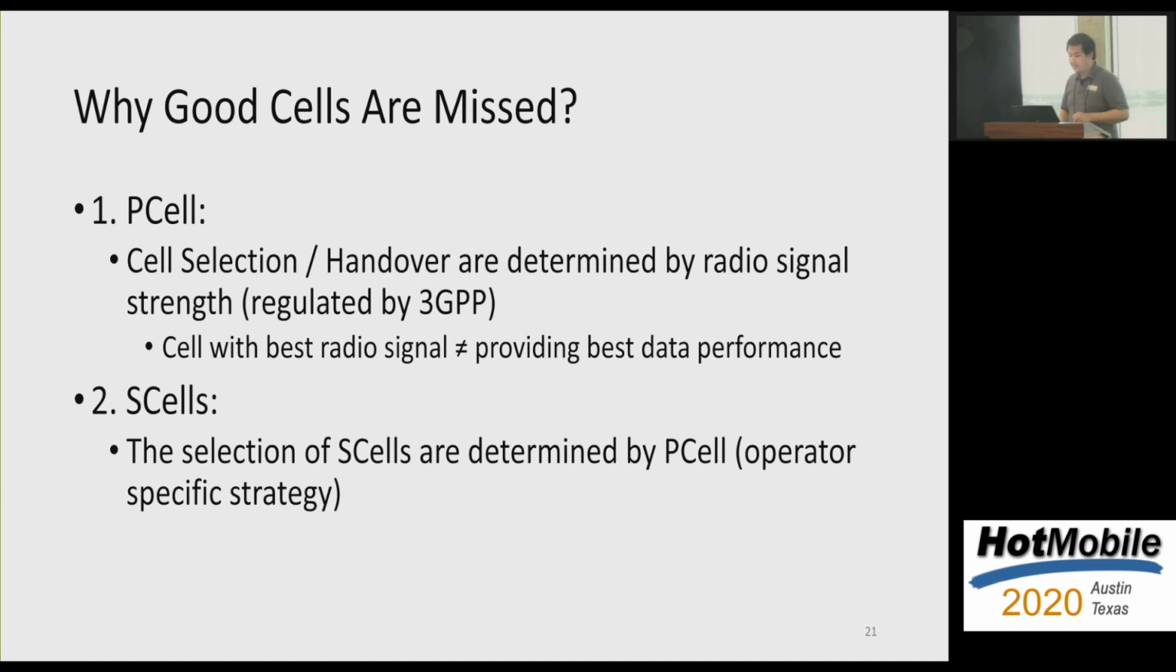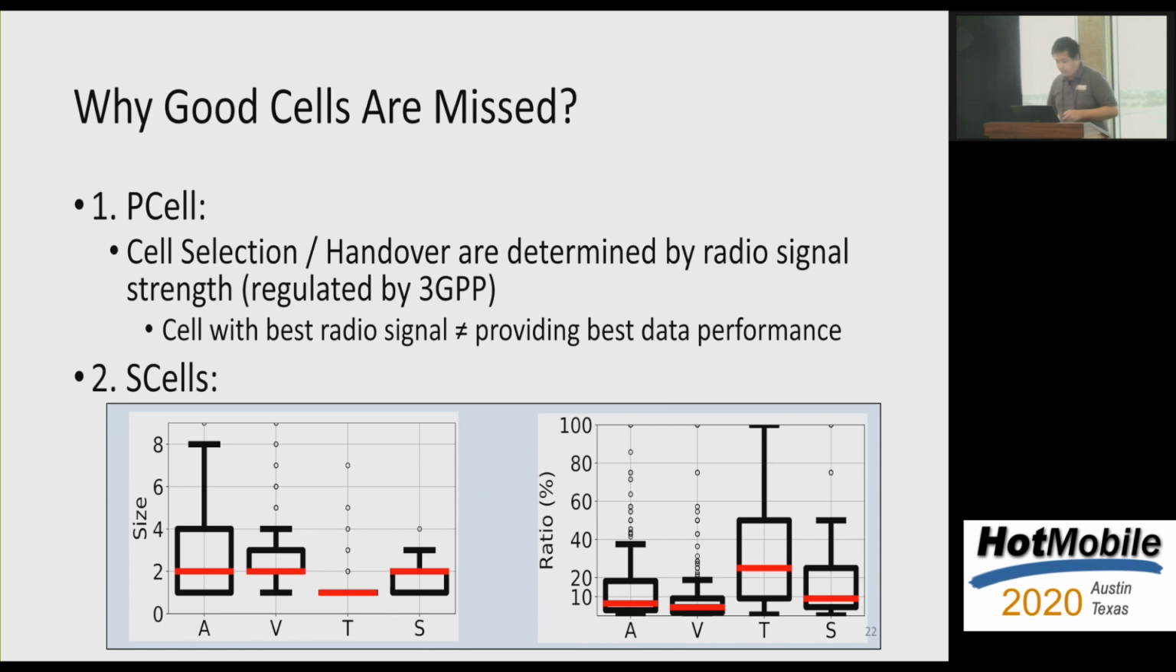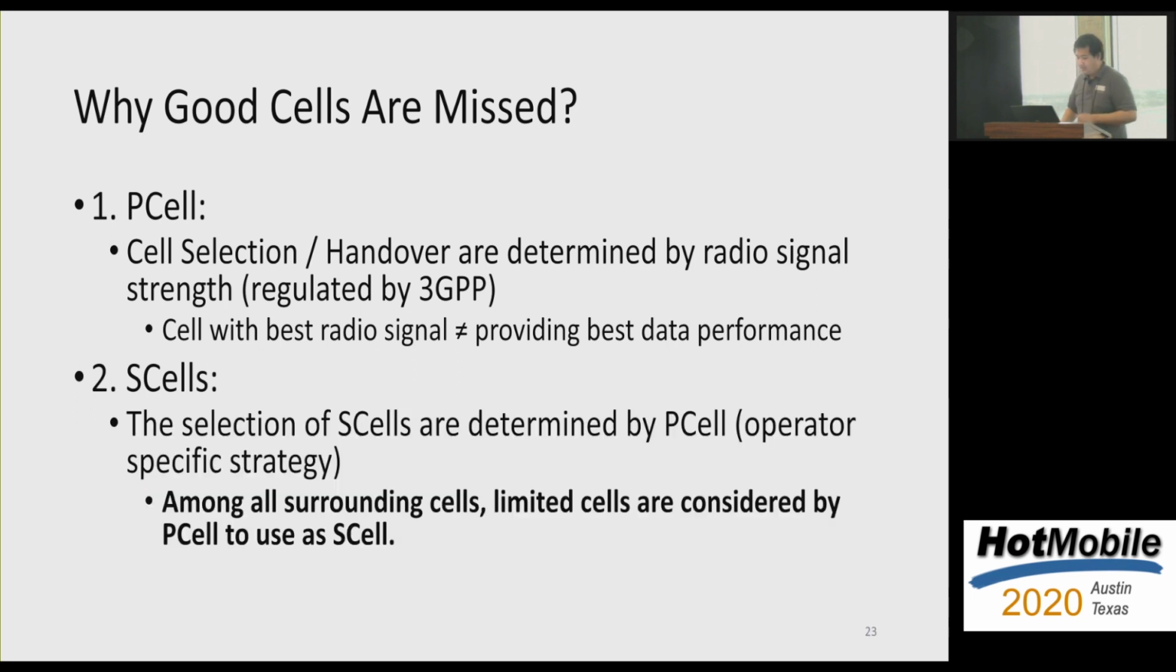The next part is secondary cells. We found that the selection of secondary cells is determined by P cells and follows operator-specific strategy. Here we count the number of different secondary cells used by each P cell. The left one is the absolute value, and the right one shows the ratio. Although we are given many cell options, the number of secondary cells used by each P cell is really low, only 1 or 2 in median value. Amongst all these surrounding cells, only very limited cells are considered by the P cell to use as secondary cells.